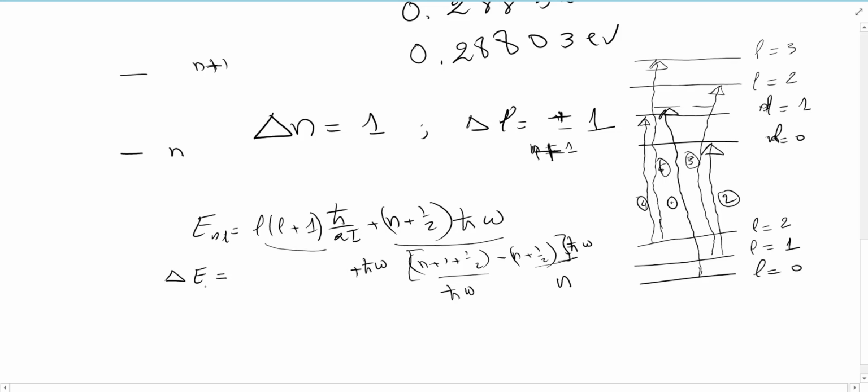So this is the different energy. I'm going to label the first one. The first one is going from 0 to 1 in terms of the energy. In this case, the change in the energy is going to be the following.